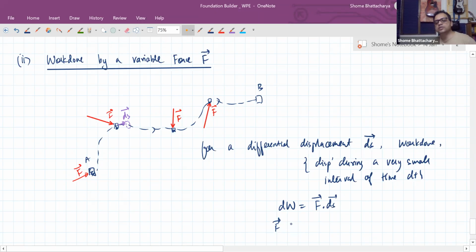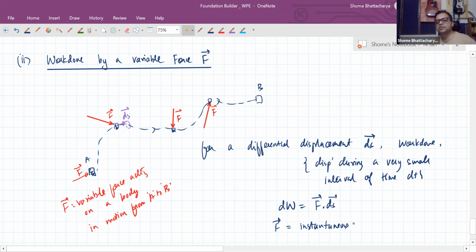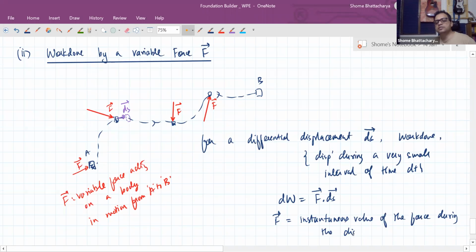Why instantaneous? Because overall the force is changing. So F over here, as you can see in the diagram, is a variable force. So point to point it is changing. It's a variable force acting on a body in motion from point A to B through a path which is shown to you. So if I break this path into small little displacements, then for a very small displacement ds, during that displacement, the instantaneous value of the force is, let's say, F. So F is the instantaneous value of the force during the displacement ds.